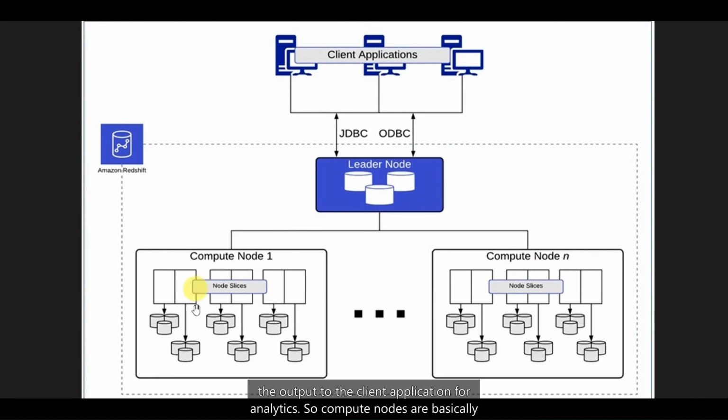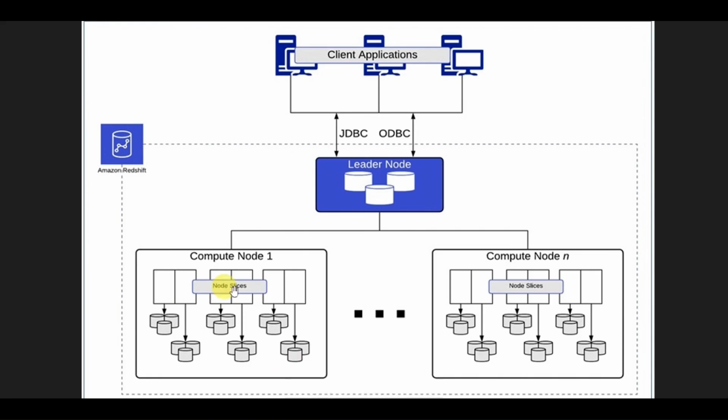So compute nodes are basically categorized into slices, and each node slice is assigned some specific memory space, or we can say a storage space, where the data is processed. These node slices work in parallel in order to finish their work. That's why we say Redshift has a faster processing capability as compared to other data warehouse systems. That's all pretty much about Amazon Redshift.